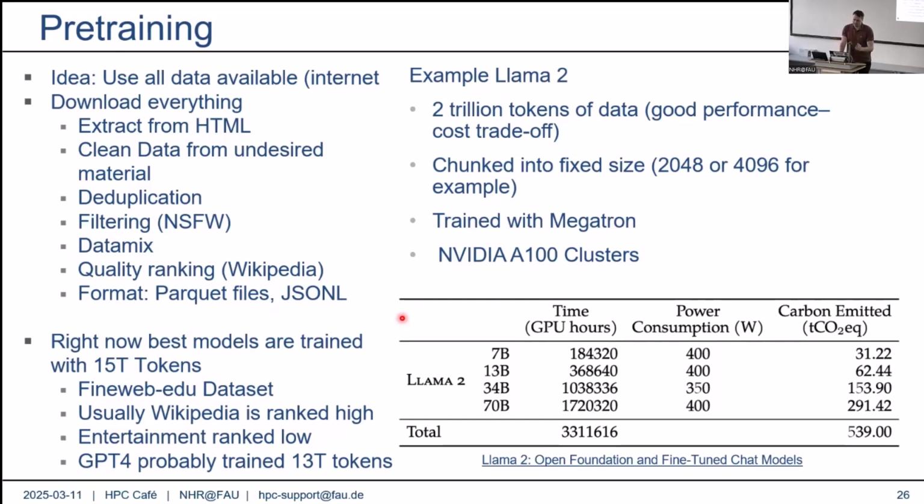Another example is Llama 2. This was trained on 2 trillion tokens. They usually chunk those texts into fixed sizes for efficiency, so 2048 or 4096, and the context window extension is done afterwards in most cases.